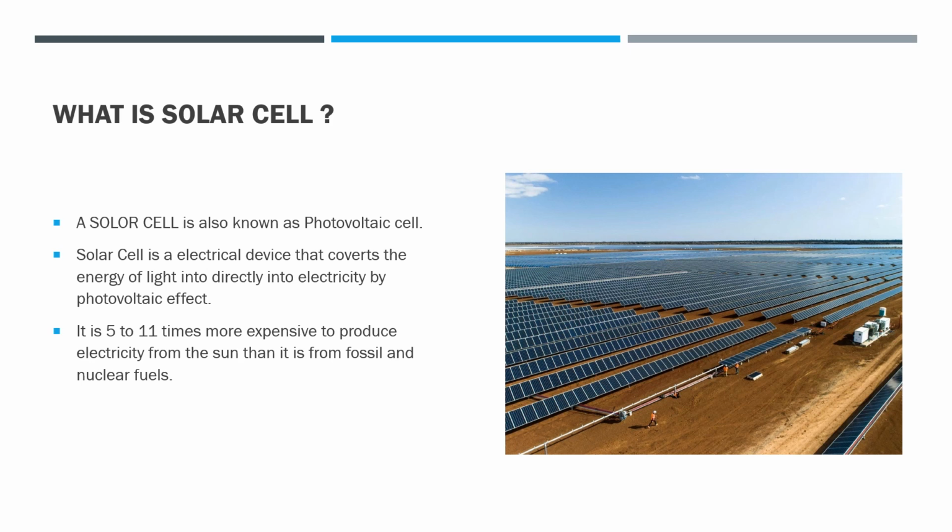So what are solar cells? A solar cell is also known as a photovoltaic cell. It is nothing but an electrical device that converts light into electricity by the photovoltaic effect. It is 5 to 11 times more expensive to produce electricity from the sun than it is from fossil fuels and nuclear fuels.